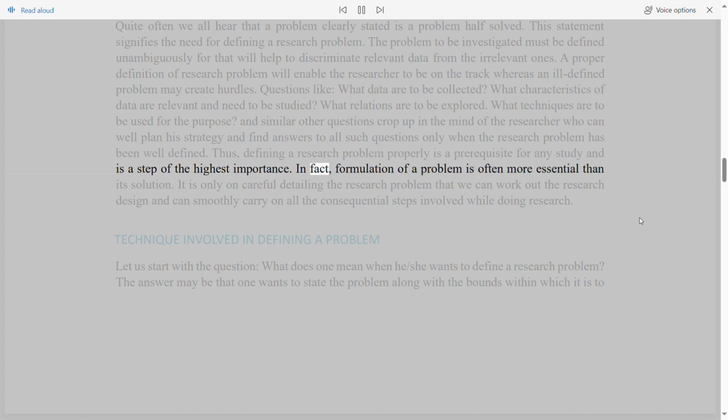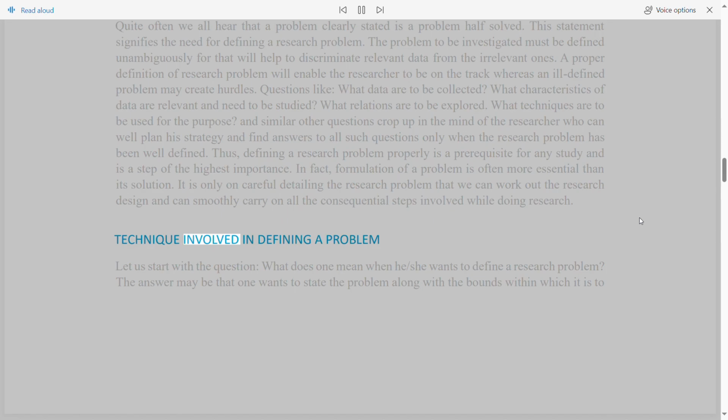In fact, formulation of a problem is often more essential than its solution. It is only on careful detailing of the research problem that we can work out the research design and can smoothly carry on all the consequential steps involved while doing research.